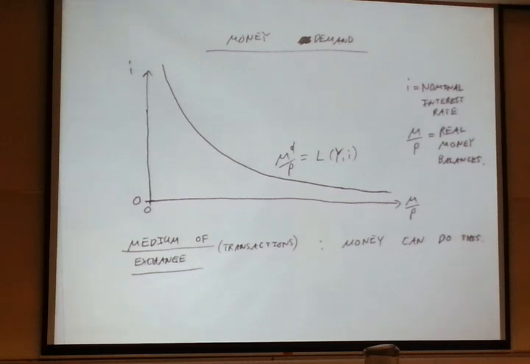The point is, money can do this. Other assets, simply owning other assets, doesn't automatically give you spending power. You've got to have your wealth in a form that's acceptable to other people.